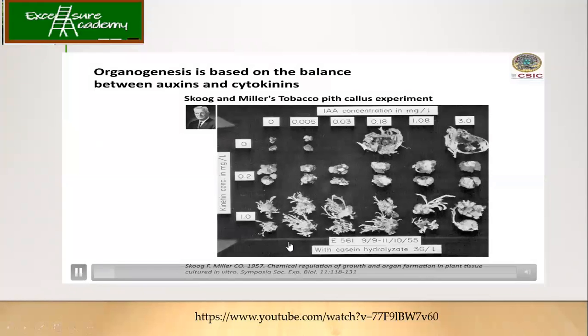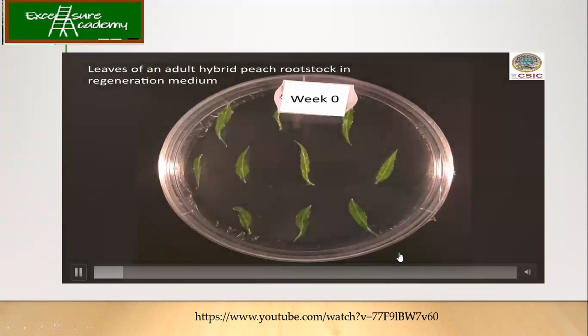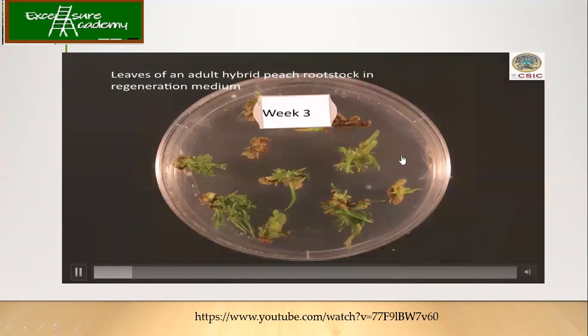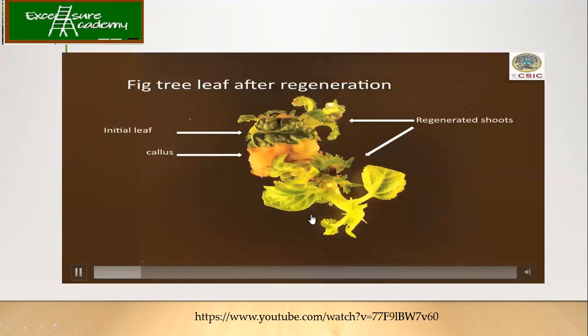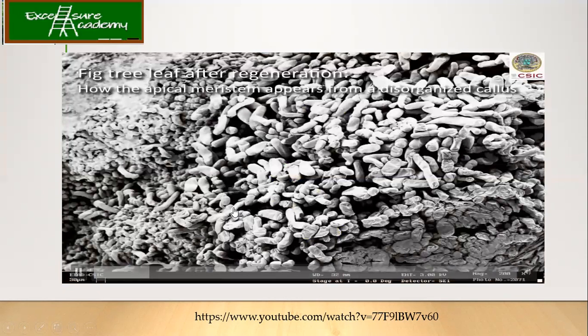Okay, so let's talk about the indirect. You can see that over here, with different combinations of auxin and cytokinin, different calli were formed. This is the first week, only leaves are present on the media. Then in the third week, you can see it starts growing. Regenerated shoots are there, callus is there, and the first leaf which you get from the callus. These are the electron micrograph images of the callus. You can see how the apical meristem will appear from the disorganized callus. Actually it's a callus; you can see the cells are not arranged properly.